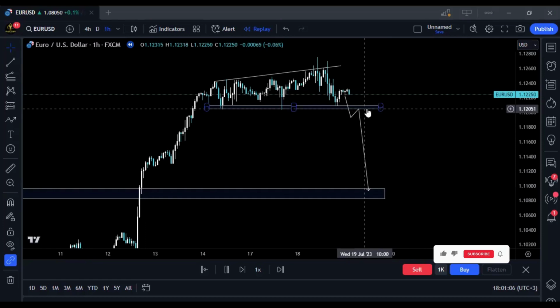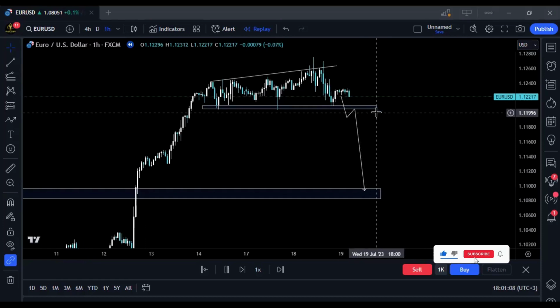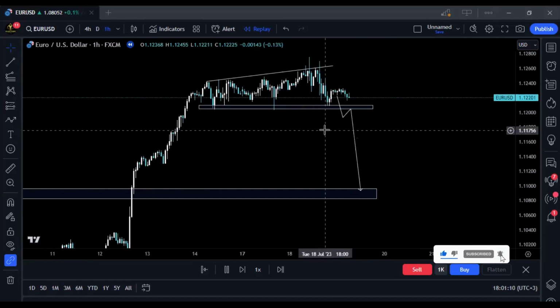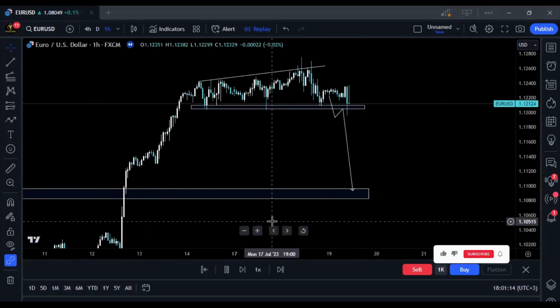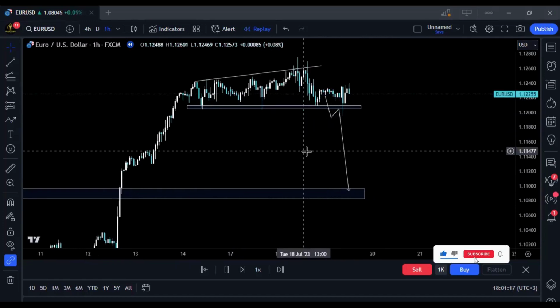prices break below here, as that will have confirmed that the bears are now stronger than the bulls. Other than that, prices are just ranging. Okay, so that was a false out.